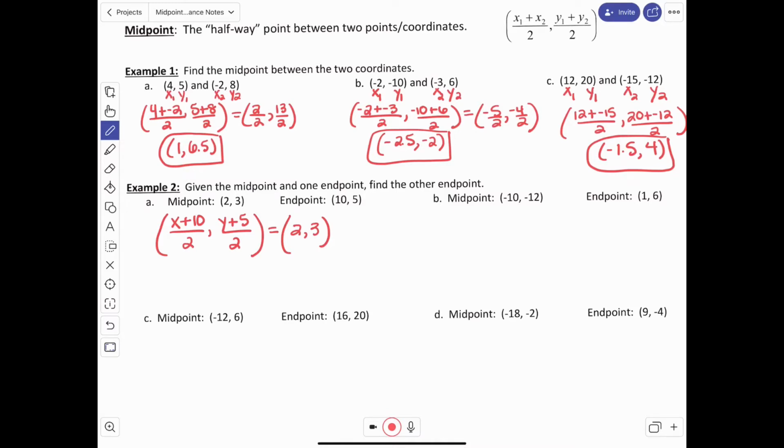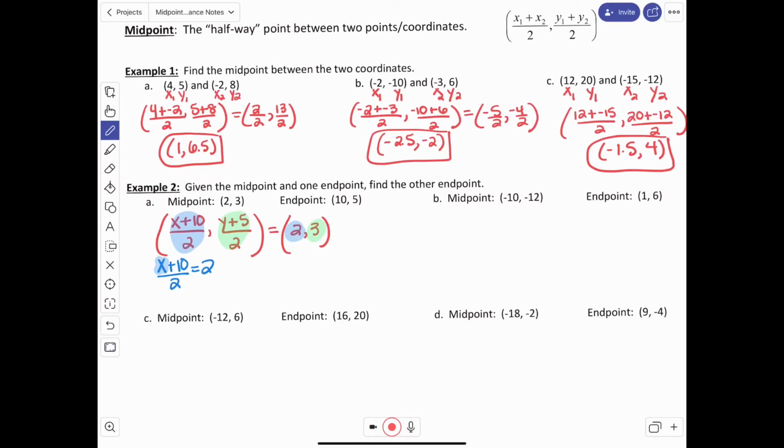And so we know here that the x's, these go together, and the y's go together. So this is kind of what we're starting off with. So what I'm going to do is I'm going to group these together. So I have x plus 10 over 2 equals 2. And we'll set that up as an equation.